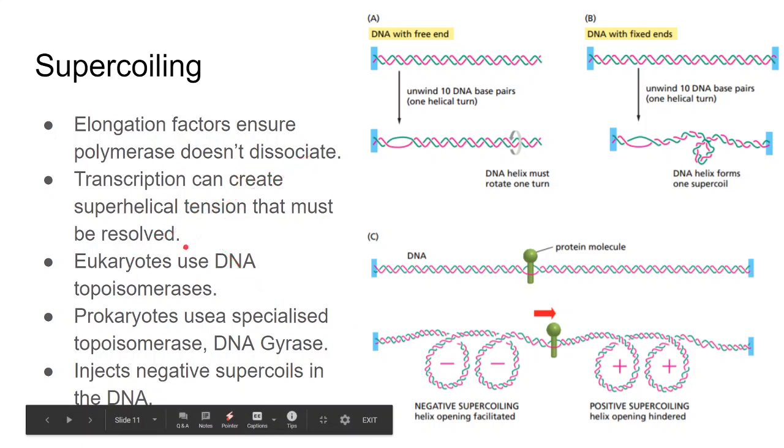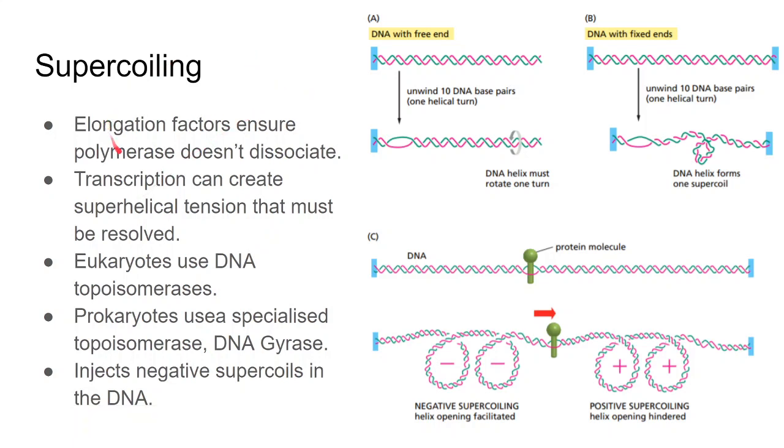So transcription can create superhelical tension that must be resolved. Before that, sorry, there are elongation factors. We talked about initiation and transcription factors. Now there are elongation factors which are associated with the RNA polymerase and ensure that the RNA polymerase does not dissociate during transcription. So the transcription machinery can create superhelical tension that is resolved through supercoiling.